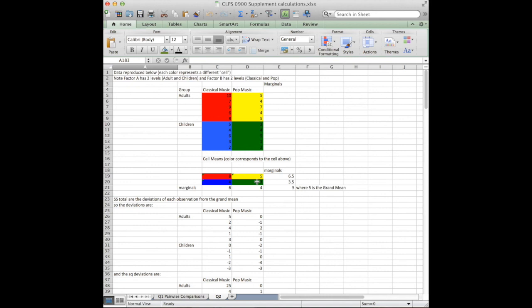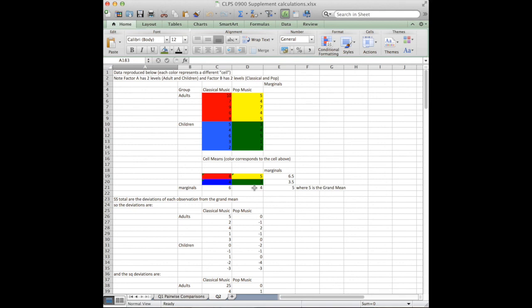And then after we have the cell means, we would calculate the marginals. So in order to calculate the marginals, you just average across rows and down columns. So in this case, 8 plus 5 over 2 is 6.5. Same thing, 4 plus 3 over 2, 3.5. And then to get the marginals of the columns, you would do 8 plus 4 over 2 gives you 6, and 5 plus 3 over 2 gives you 4.